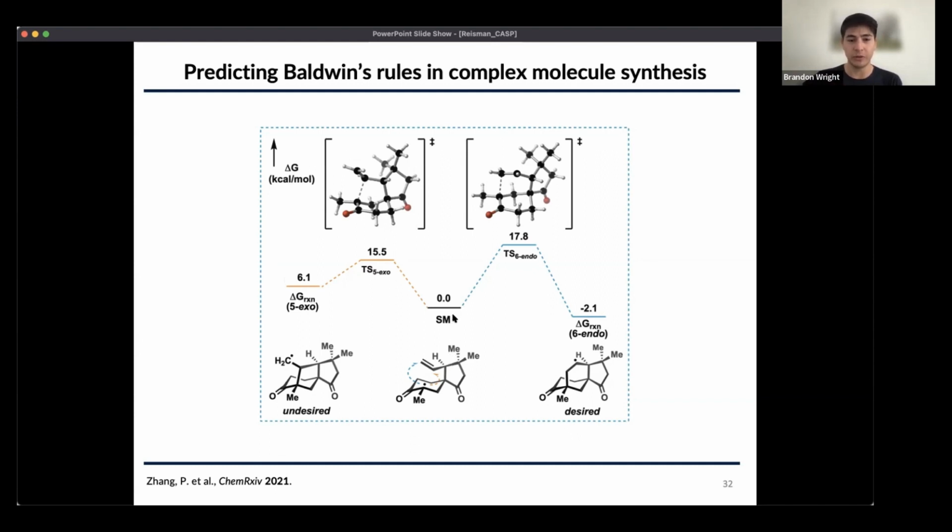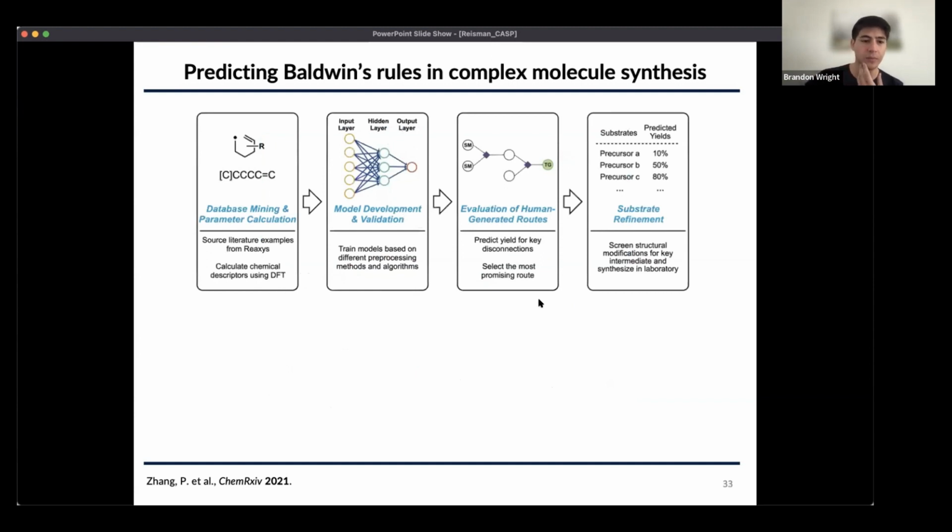And so they turned to machine learning as an alternative to the traditional DFT way to predict some of these outcomes. And they used the following workflow. They started with sourcing all of these literature examples from the Reaxys database. So they found, I think, a couple hundred, which is a small data set, but they still worked with it. A couple hundred examples of 5-exo trig versus 6-endo trig cyclizations. They then applied DFT to calculate chemical descriptors on those reactants and products to give a machine learning model a sense of all of the different chemical features and subtleties of each compound.